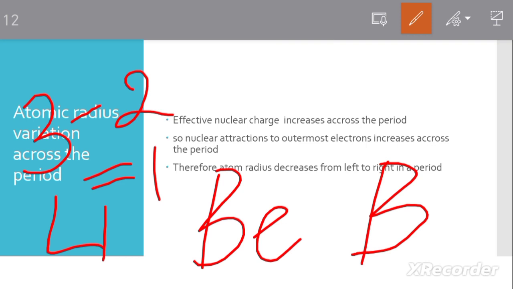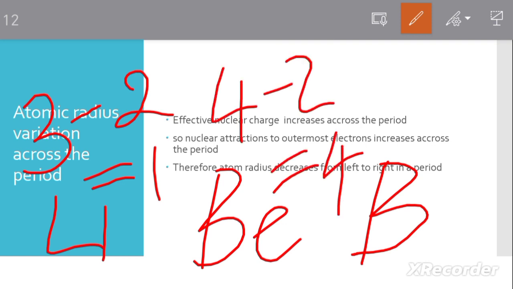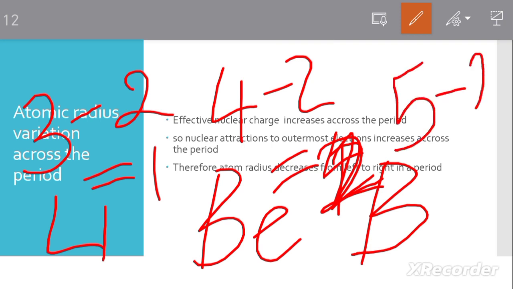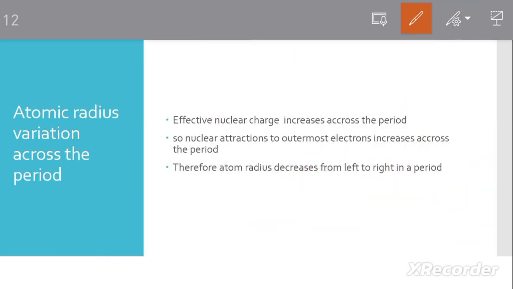In beryllium atomic number 4, co-electrons 2. Effective nuclear charge is not 4, it is 2. Effective nuclear charge 2. In boron atomic number 5, co-electron number 2, effective nuclear charge is equal to 3. Likewise, we notice that when going across the period from left to right, effective nuclear charge increases.